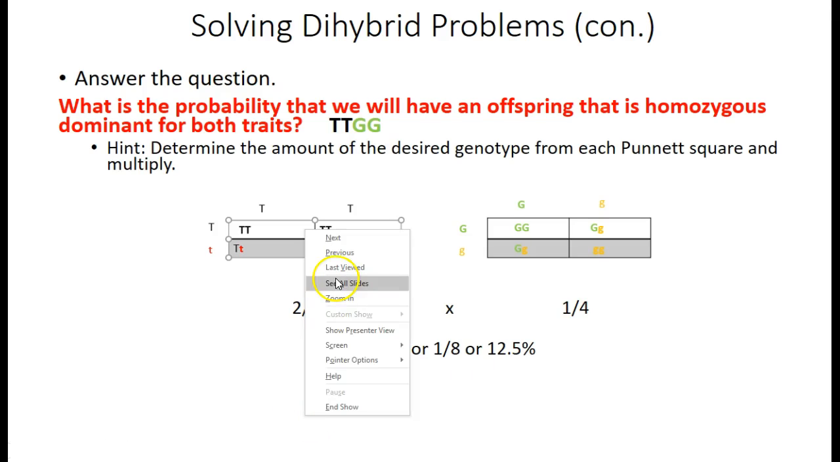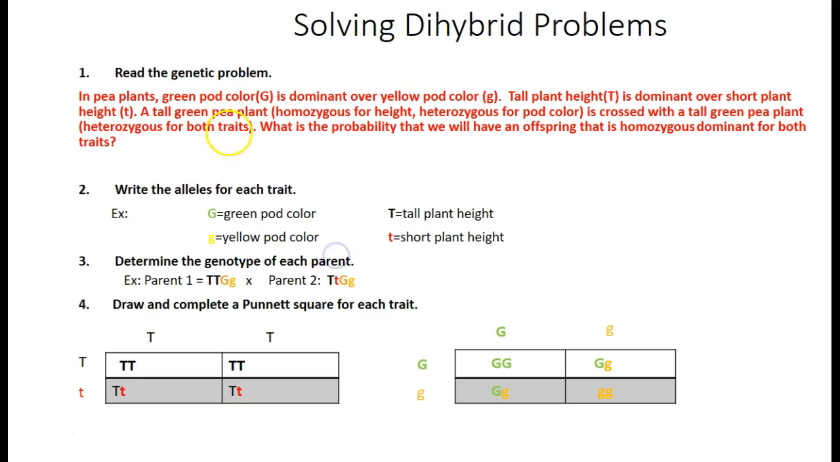So let's recap this to make sure we're all on the same page quickly. The first thing you're going to do is read the genetic problem. Then you're going to write the alleles for each trait. Then you're going to determine the genotype of each parent. So when I read this, I had homozygous for height, so that's why I got the two big T's. Heterozygous for pod color, so that's why I got this genotype. This one said they were heterozygous for both traits, so that's why I have big T, little t, big G, little g. Next, I did two independent Punnett squares.